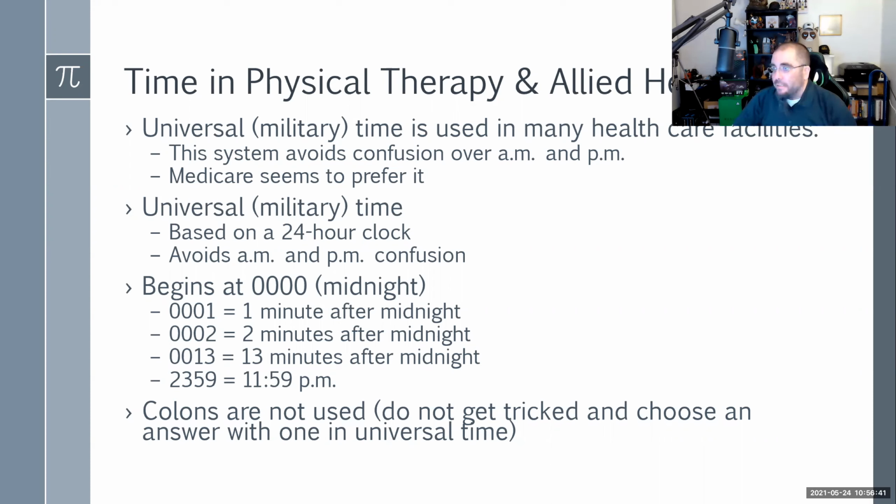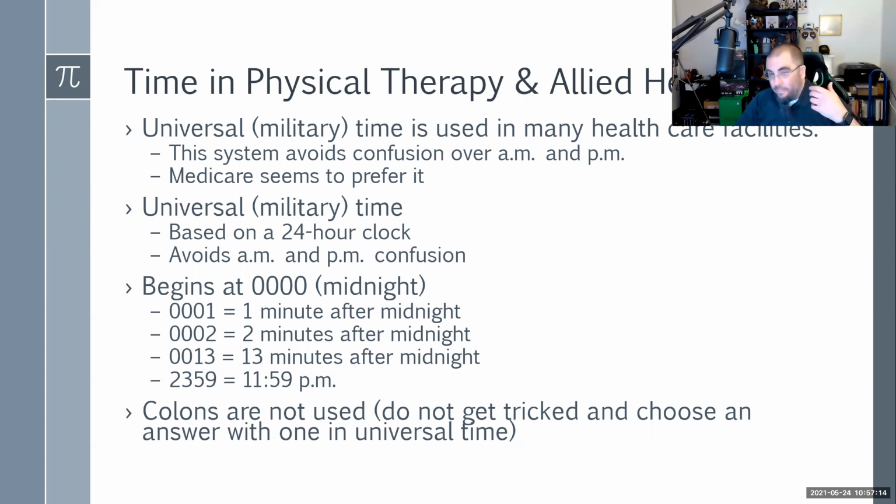Universal military time is used in most healthcare facilities, right? I grew up on this because my dad was Army Corps of Engineers and my mom was ex-Navy, so this didn't take a lot for me to convert to. But for a lot of you, it may take some time. The main reason is to stop the confusion over AM and PM. Medicare does prefer this, so when you're writing notes for Medicare, they want it in universal or military time. It's based on a 24-hour clock and avoids the AM PM confusion.